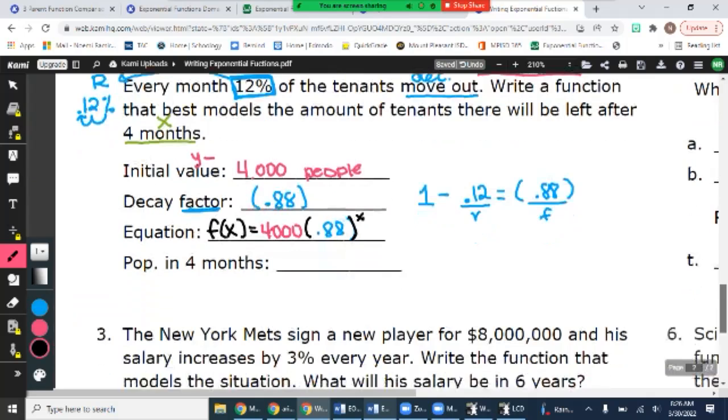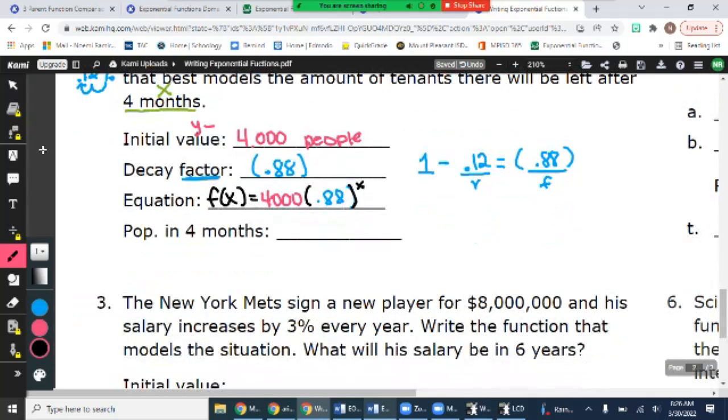Okay. Now, population in how many months? 4 months. So where am I going to put that 4 months? Where do I plug that into my equation for the exponent? So let's write that in. 4,000 times 0.88 to the power of 4. That little 4 represents my months. That's where it goes in this little spot. And what do we get? How many people? What is my Y value?